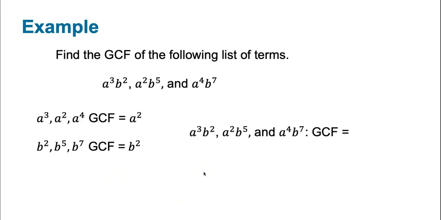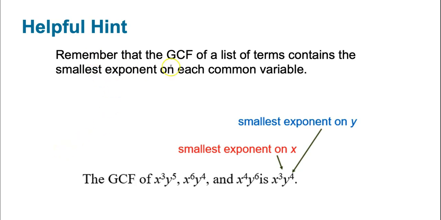Now we need to find the GCF for the entire list of terms. We do this by taking the GCF from each of the like base factors, which was a squared for the a like base factors and b squared for the b like base factors, and multiply those two together to get the GCF for the entire list of terms. So the entire list of terms GCF is a squared times b squared. Except we typically don't write the multiplication symbol because we know it's implicit. In that last example, we used this helpful hint where the GCF of like bases is just the smallest exponent on that like base.